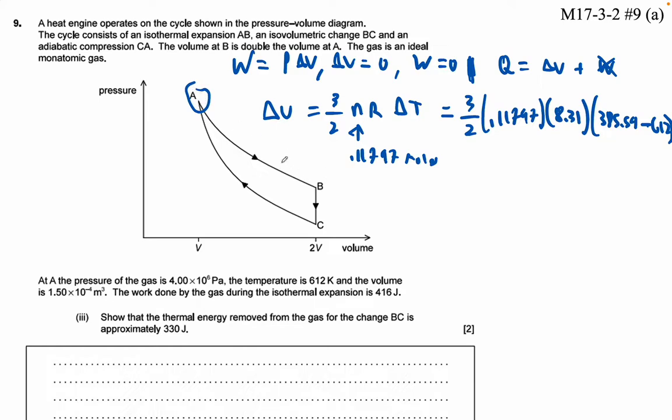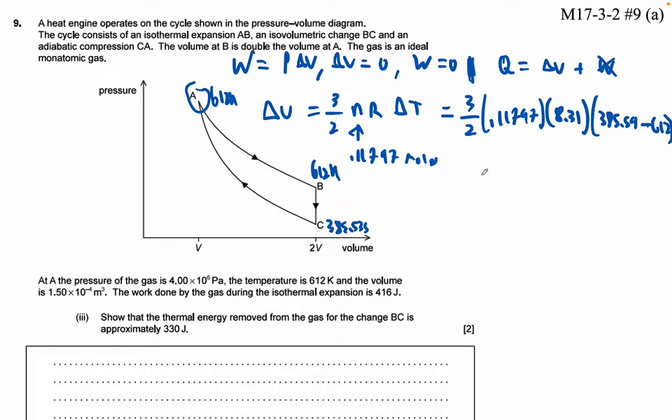Remember that AB is isothermal, so this is 612 kelvins. This is 612 kelvins, right? This is isothermal, right? Same temperature. So this is 612 to 385.535, okay? So let's do this.